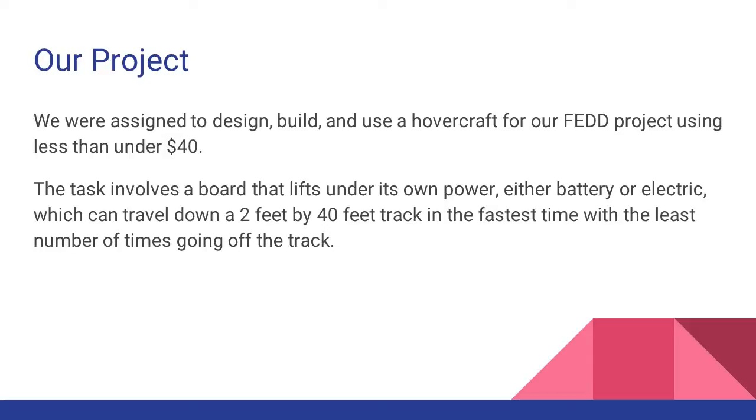There are mainly two tasks in the design of a hovercraft. Task 1, using either battery or electric power, create a base that with its own weight can lift under its own power. Task 2 is once hovering, have a forward momentum using a secondary pump or fan. The competition for the hovercraft included a 2-foot by 40-foot track, which was tested to have a fastest time for completion with the least number of times going off the track.